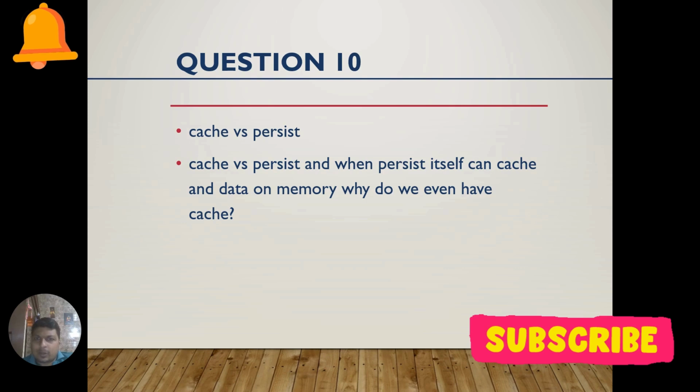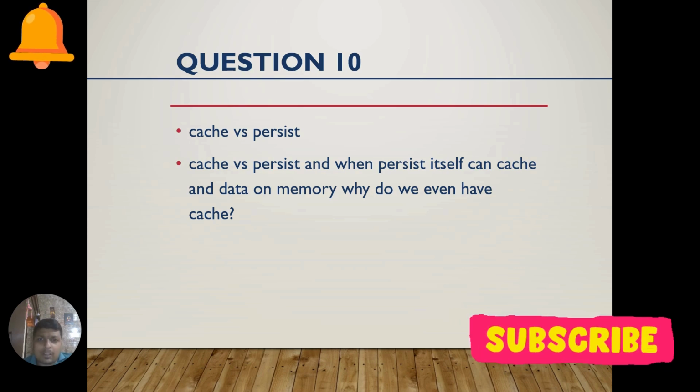Now there is another important question. First they asked what is cache and what is persist. What is the difference between them? If persist itself can cache data in memory, so why do we have it? We even have cache.